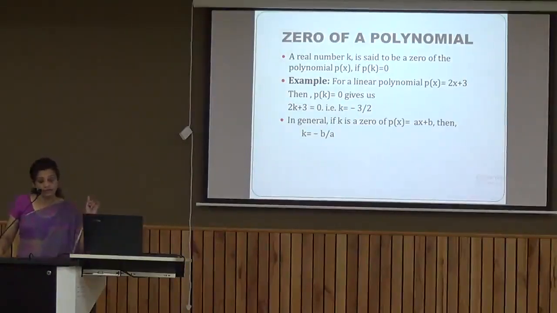So in general, now look at the last point. In general, if k is a zero of p(x) equal to ax plus b, then k is minus b by a. Now this is something that we need to remember in the course of the chapter.